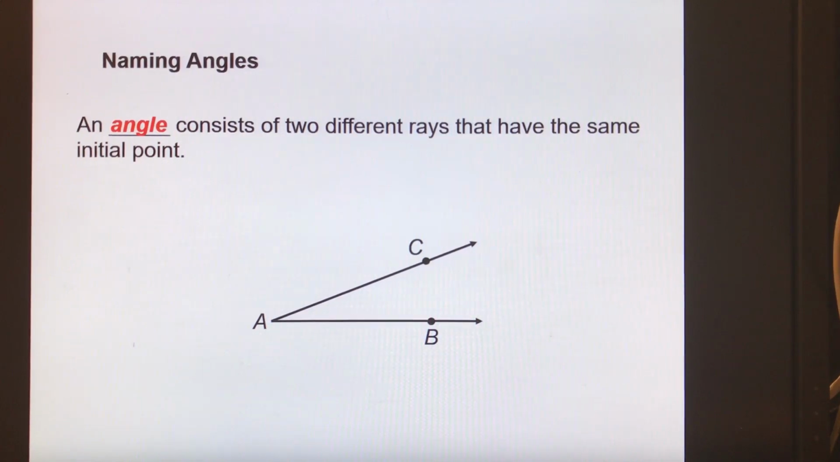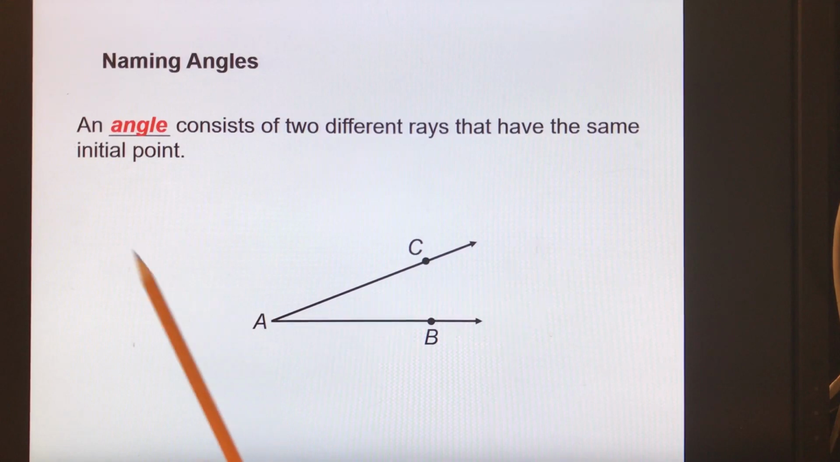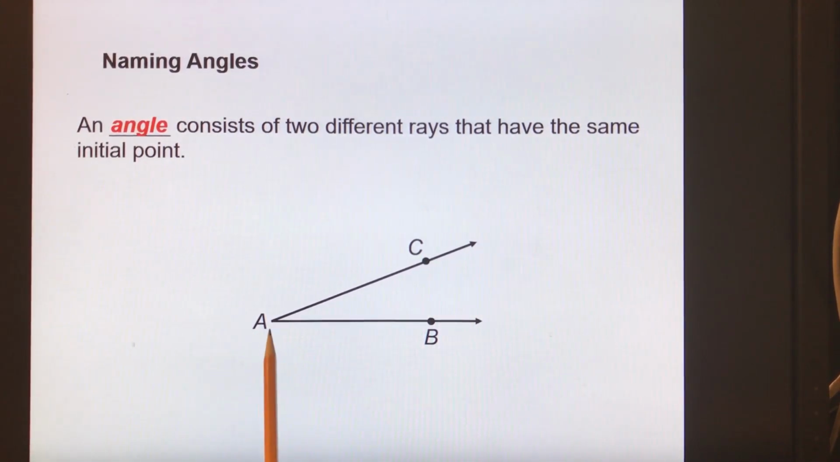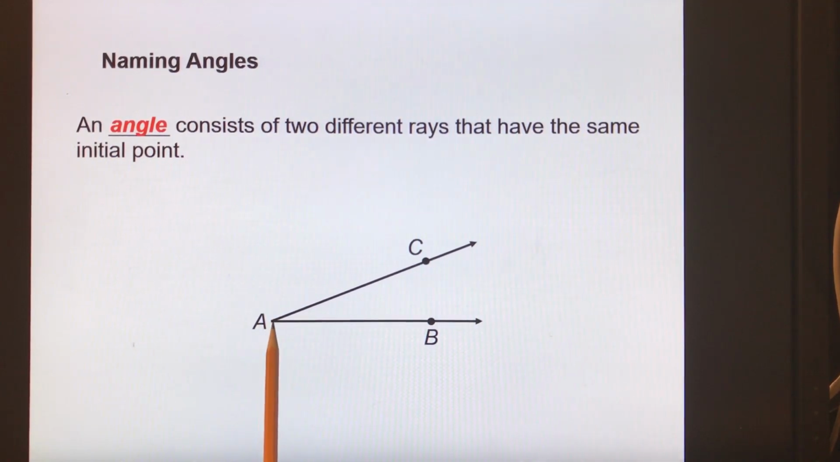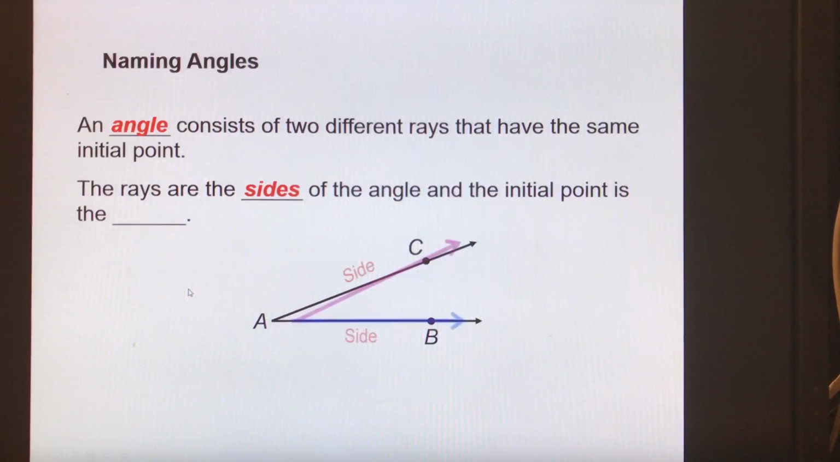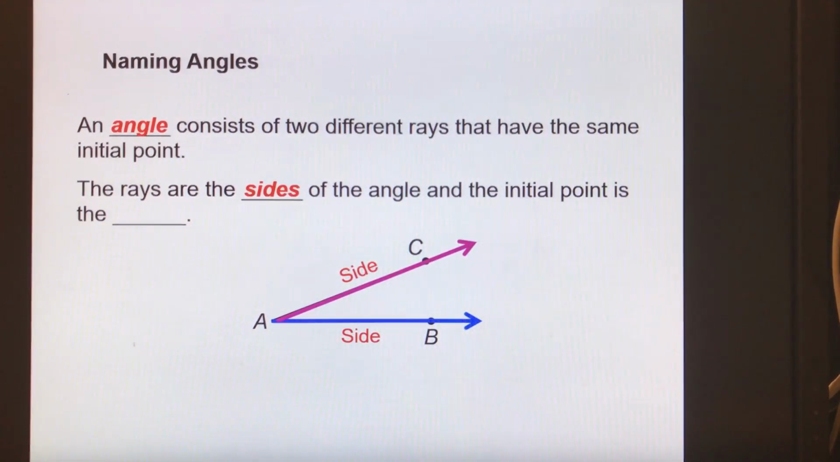Lesson here. An angle consists of two different rays that have the same initial point. So here's our initial point, and you can see the two rays coming in, but they meet at that one point. That's called the vertex. The rays are the sides of the angle, and the initial point is the vertex.